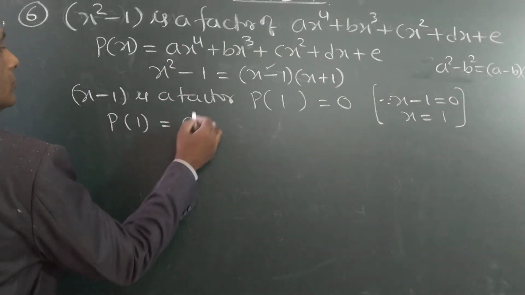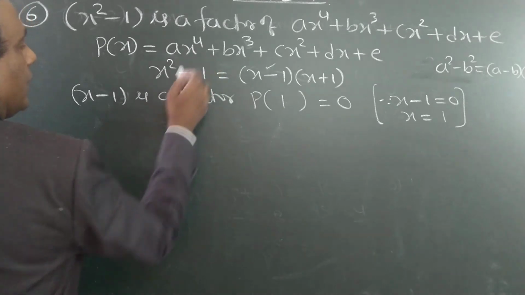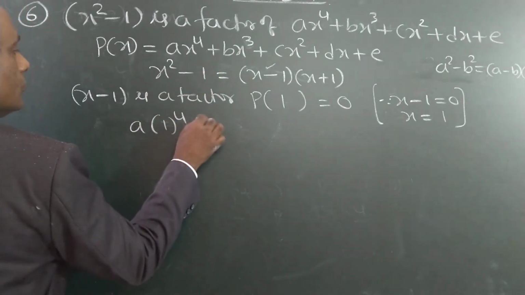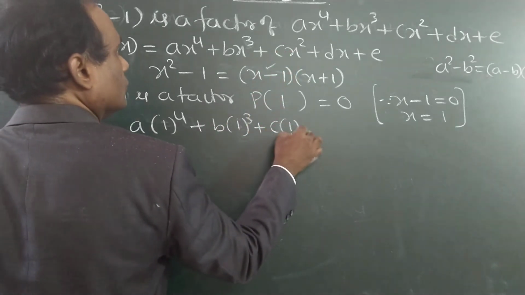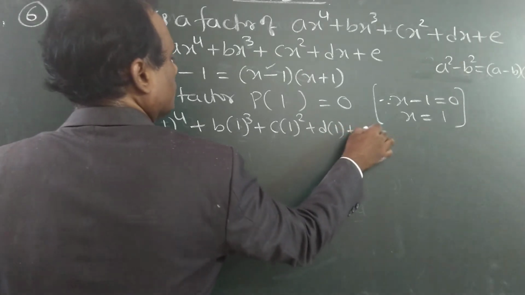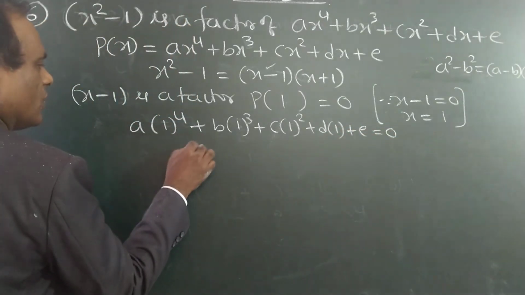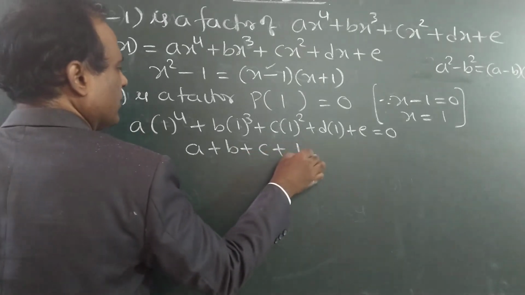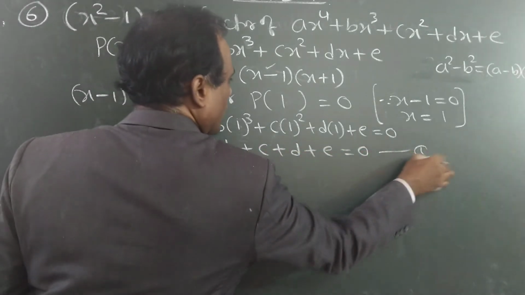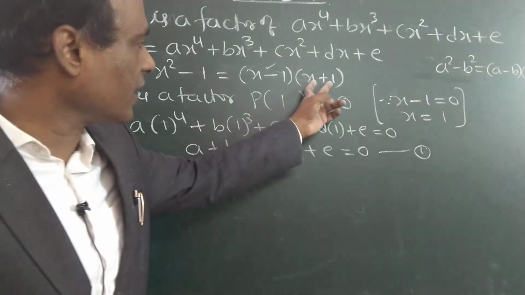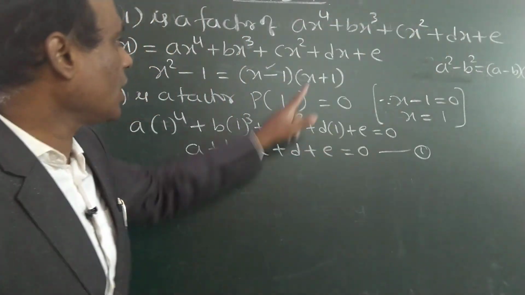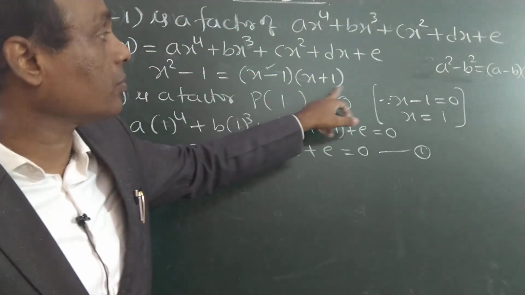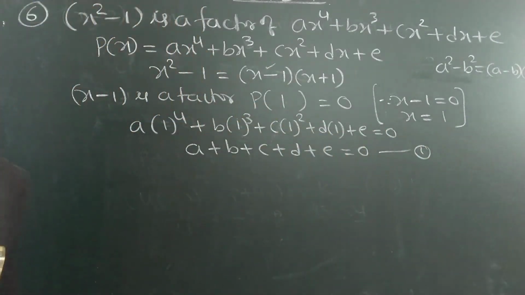P of 1: A into 1 is A, plus B plus C plus D plus E is equal to 0. This is one equation, leave it. Now we take this one, we get one more equation. From these two we will get the required proof. So now we have to take the same process, take x plus 1, that means x is equal to minus 1 we have to take. Understand up to here, write down up to here and take minus 1.